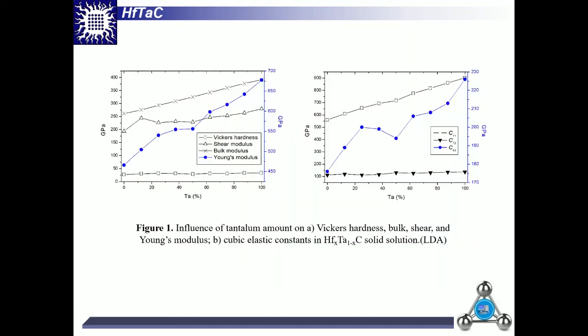I also show you some graphs, and you can see that hardness appears less in this trend, while the other elastic moduli decrease with decreasing tantalum amount. On the other side, you can see the elastic constants for all of these different tantalum amounts, and you can see that perhaps the biggest influence is on the C44 elastic constant.